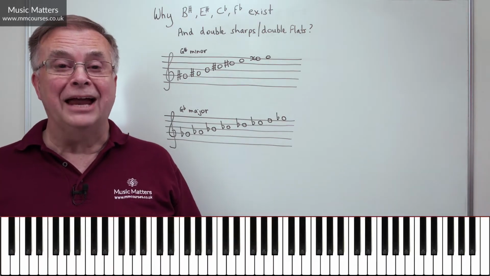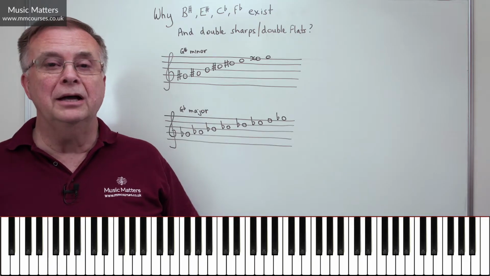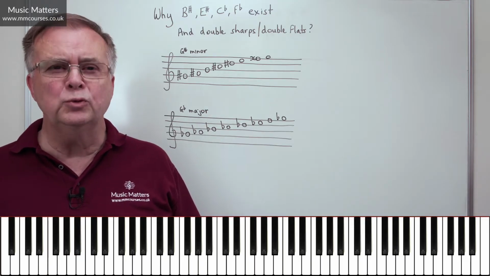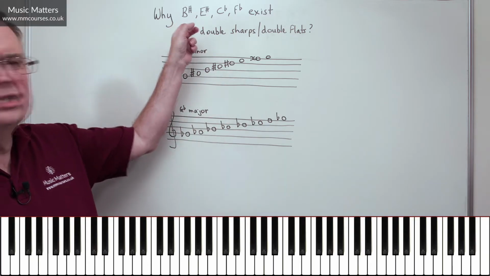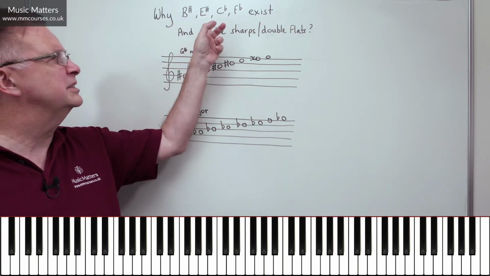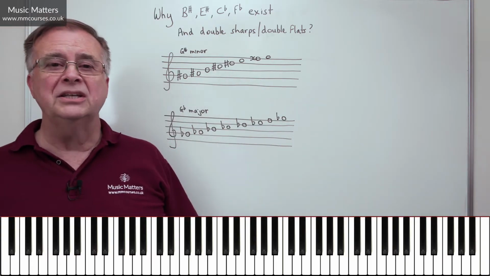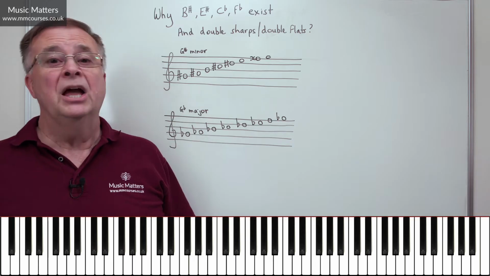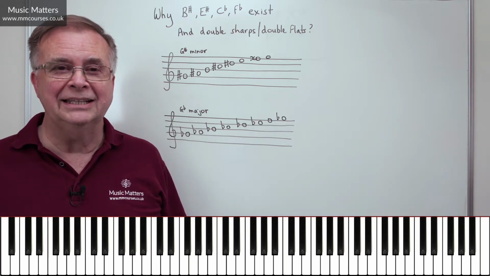Hi, I'm Gareth, and we're going to have a little think about something that people keep asking about for understandable reasons. Why on earth do we end up with these funny notes called B sharp and E sharp and C flat and F flat? We've got some people posting comments saying these notes don't exist. Well, they do exist, and I just want to try and explain why that is the case.